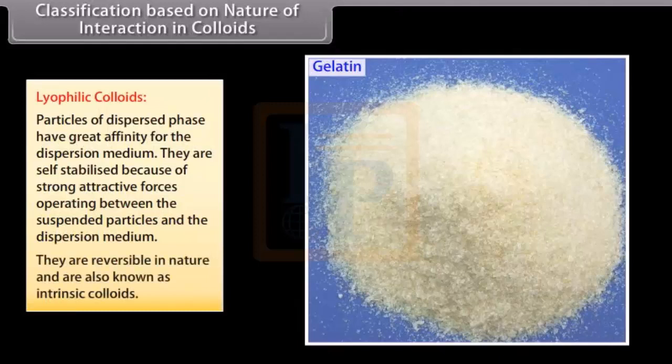They are reversible in nature. They are also known as intrinsic colloids. For example, gums, starch, gelatin, and albumin.